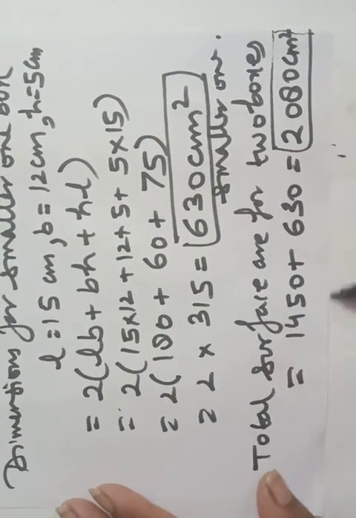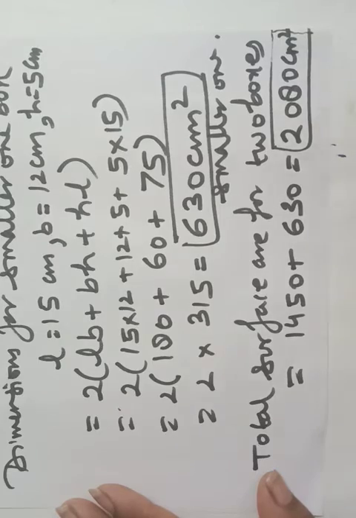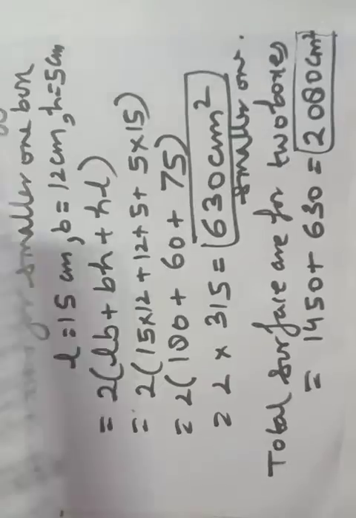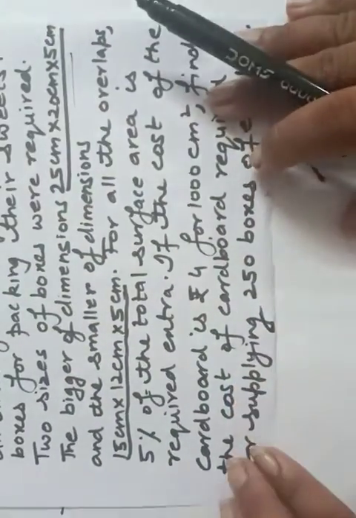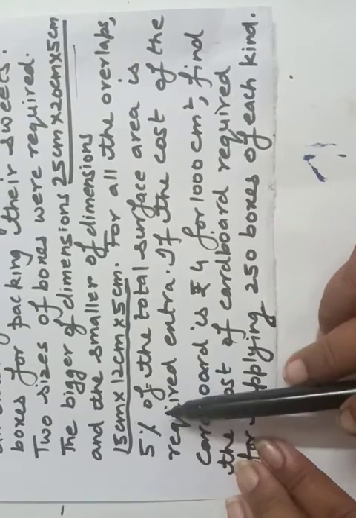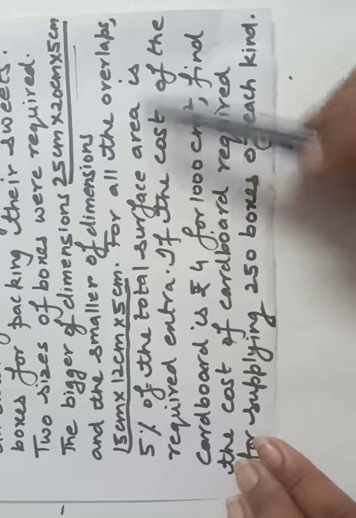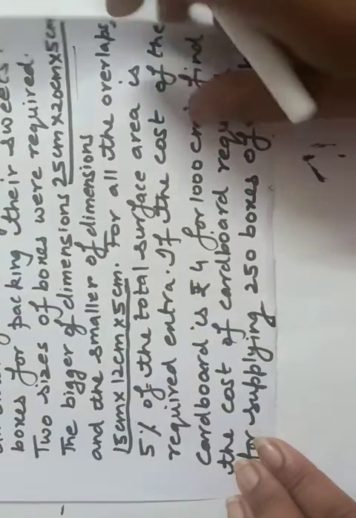Now we have added both the surface areas, we have found the total surface area. Now according to the question, the question says that 5% for all the overlap, 5% of the total surface area is also required. So we need to find the 5% of the total surface area.